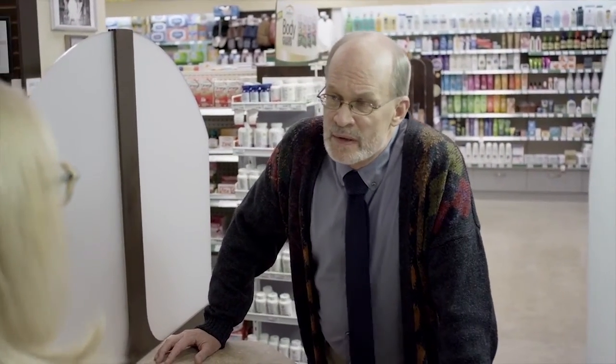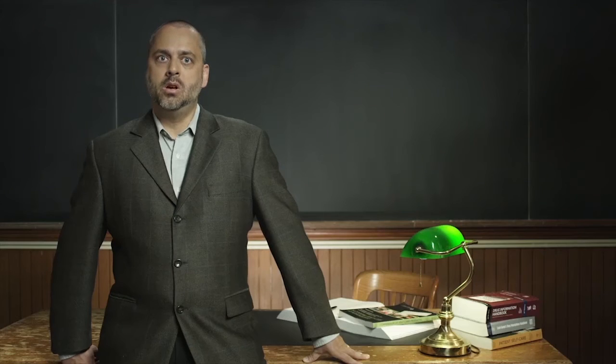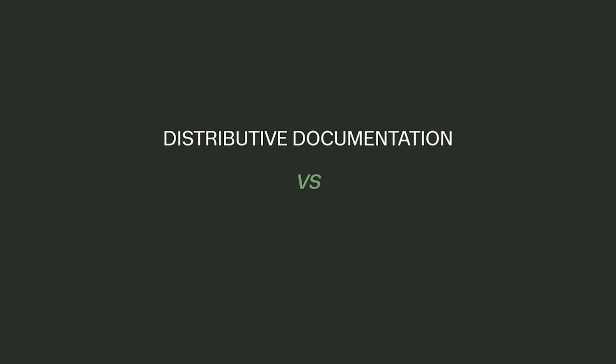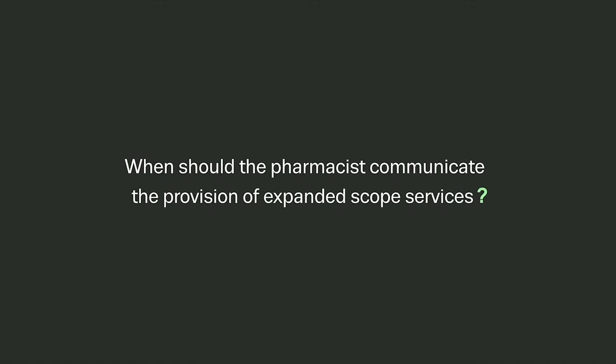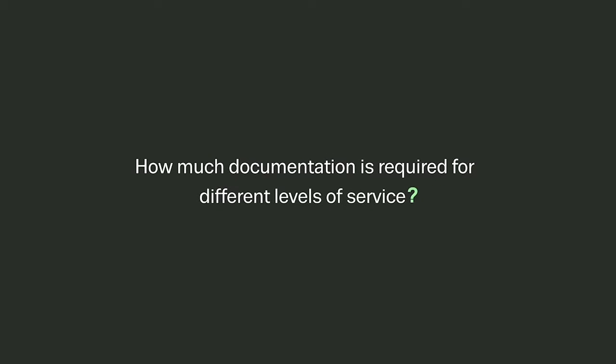This situation requires good history taking and extensive documentation. It also requires follow-up. Before looking at how to proceed in a situation like this, ask yourself these questions. What are some key differences between distributive documentation and expanded scope services documentation, which is often shared with other healthcare professionals? When should the pharmacist communicate the provision of expanded scope services to other healthcare professionals? And how much documentation is required for different levels of service?